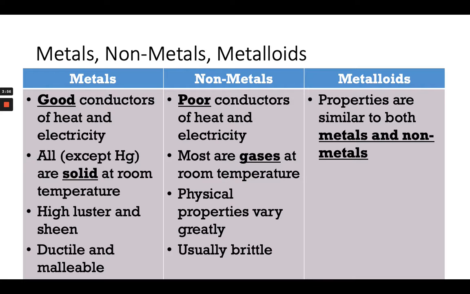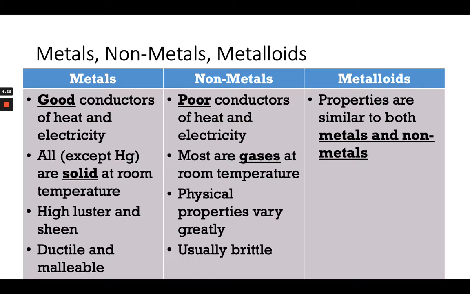Now, on your periodic table, as you've labeled from a previous assignment, you know there are 3 types of elements on the periodic table: metals, nonmetals, and metalloids. So you should be able to recognize some general properties of each one of these types of elements. Metals are good conductors of heat and electricity. All metals, except for Hg, which is the symbol for mercury, are solid at room temperature. They have a high luster and sheen, and they are ductile and malleable.